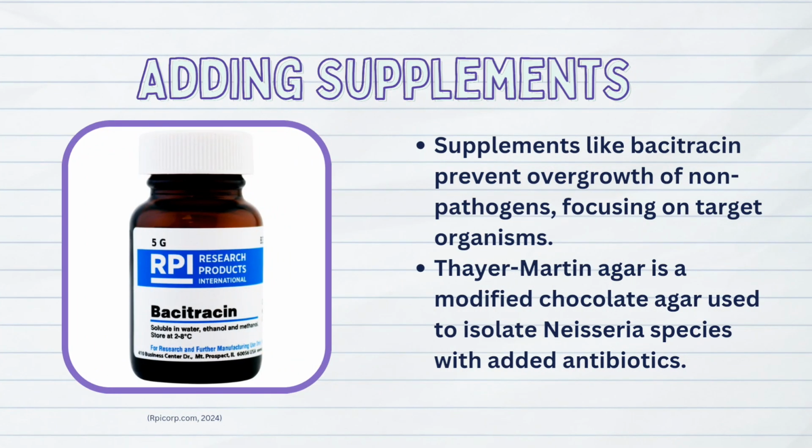Adding supplements. Supplements like bacitracin prevent overgrowth of non-pathogens, focusing on target organisms. Thayer-Martin agar is a modified chocolate agar used to isolate Neisseria species, and is modified by adding antibiotics to it.